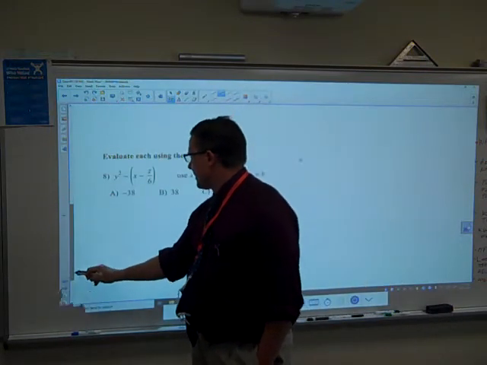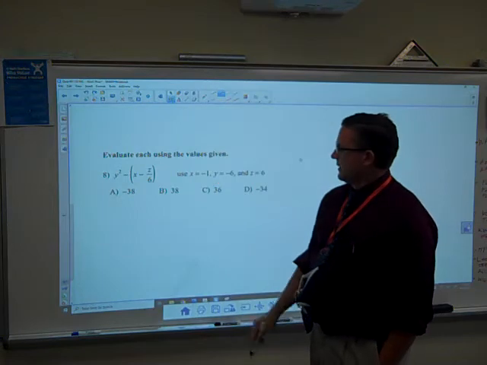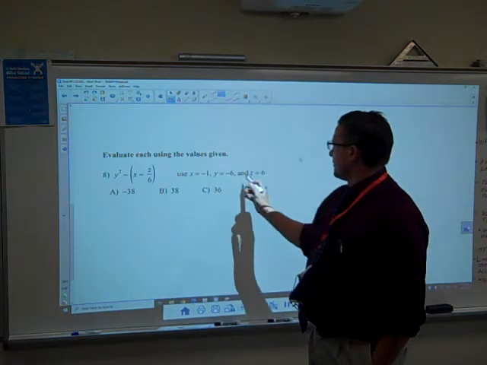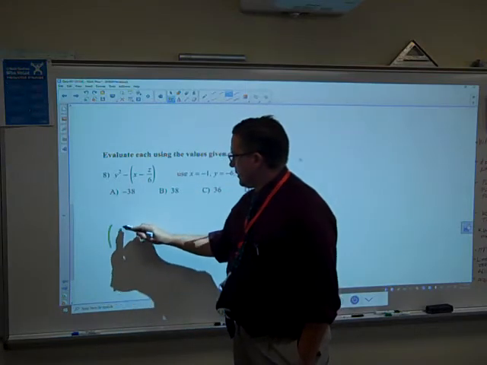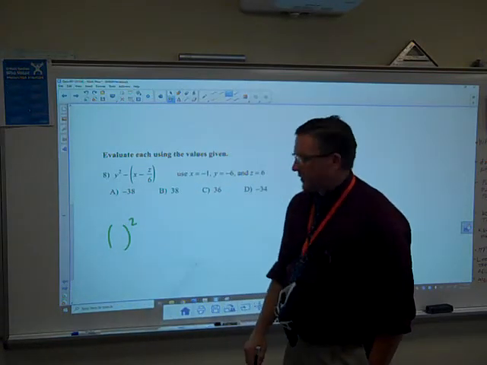Number 8 got a lot of us, and I think it's because we didn't do parentheses. So when I see this evaluate expression, there's 3 values here. First thing I'm going to do is I'm going to go y squared. I'm going to put parentheses in.